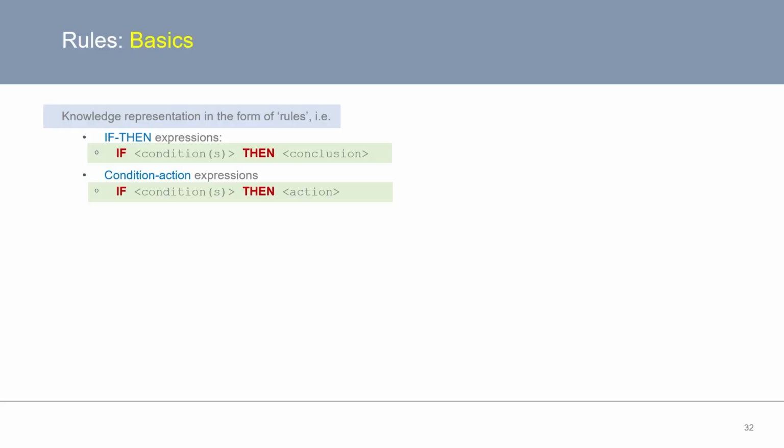In our last section of this lecture, we'll move on to rules as a form of knowledge representation. Rules are quite straightforward. They're typically given as if-then expressions. For example, if one or more conditions, then some conclusion. They can similarly be represented as condition-action expressions. For example, if one or more conditions, then do some action.